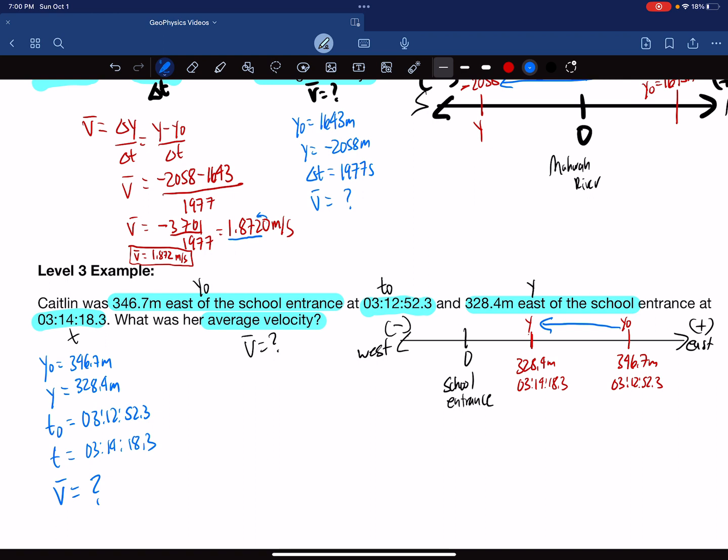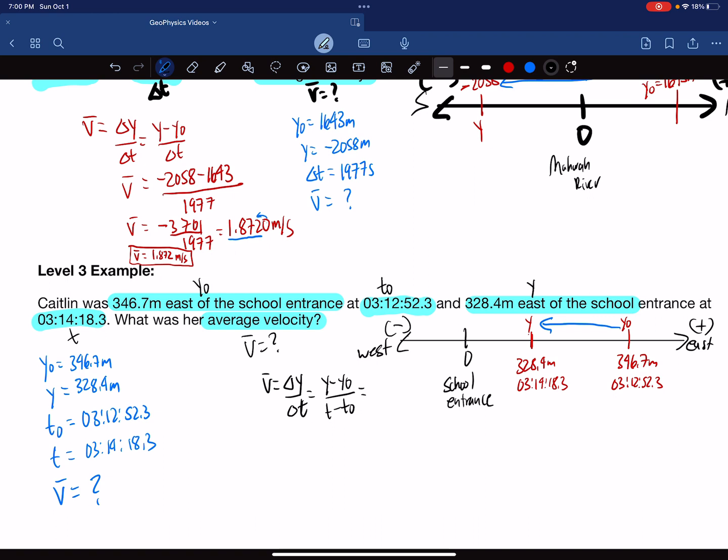So now when we go to write our formula down, we have the average velocity equals delta y over delta t. And if you look at our givens, however, we do not know delta y, nor do we know delta t. So we have to get more specific. What is delta y? Well, it is y minus y naught. And what is delta t but t minus t naught? So now we can substitute values into that equation.